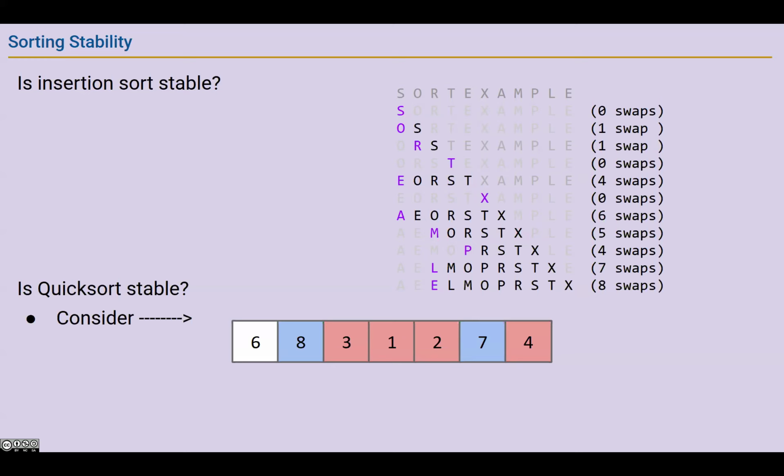How about quicksort? Is it stable? How many people think quicksort is stable? How many people think it's not stable? How many people think it depends on the exact version of quicksort we're working with? All right. So for the people who said it's not stable, why do you say it's not stable?